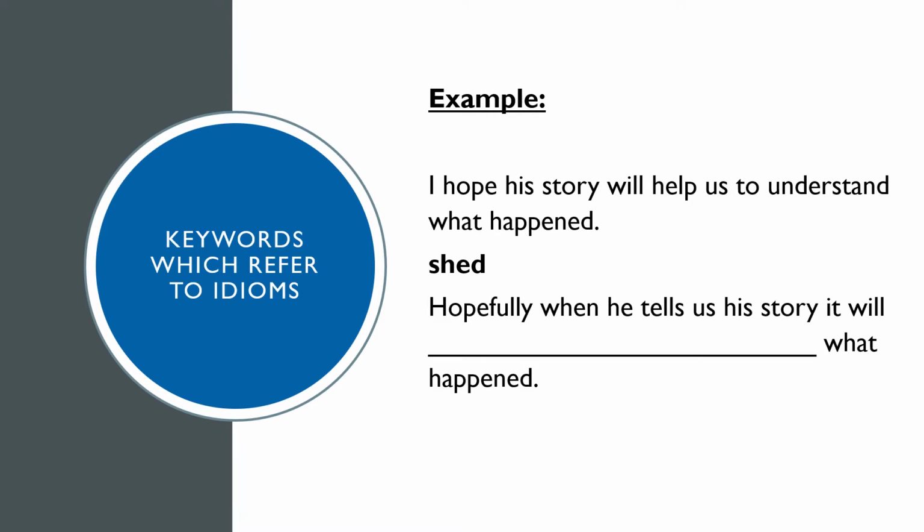Here we've got a typical part 4 question. So first of all, we've got sentence 1, then we've got the key word, shed, and then finally we've got the beginning and the end of sentence 2. Pause the video while you read it, and then press play when you're ready to continue.